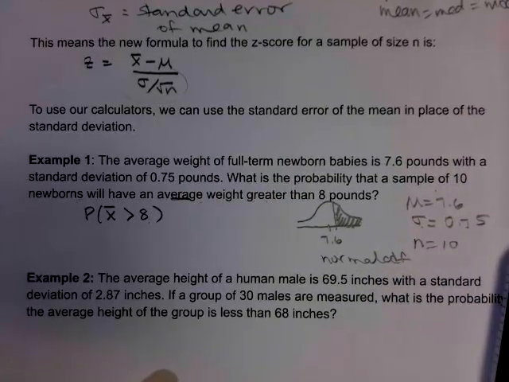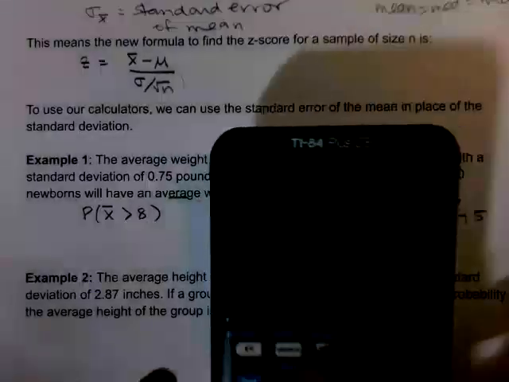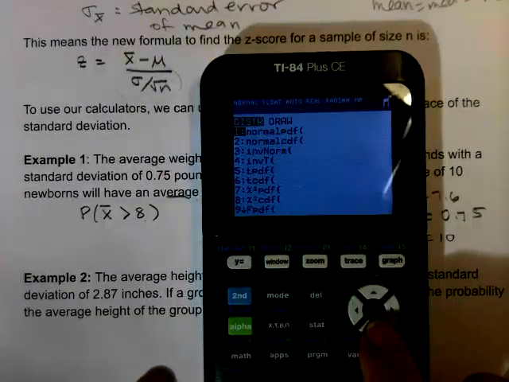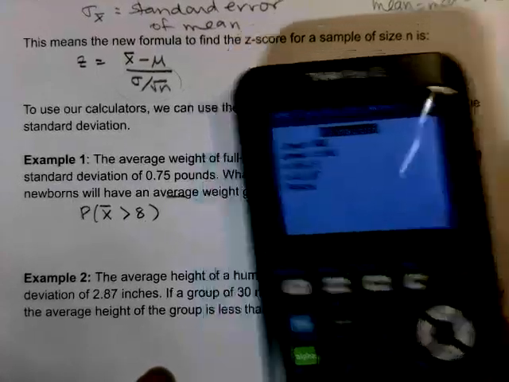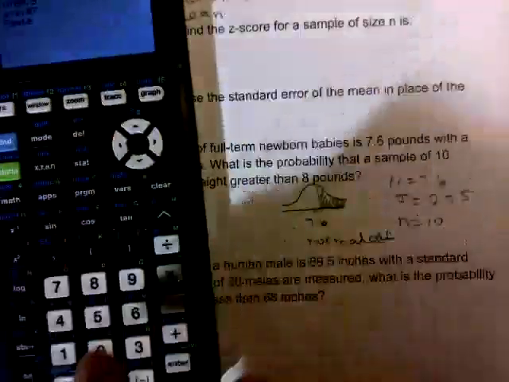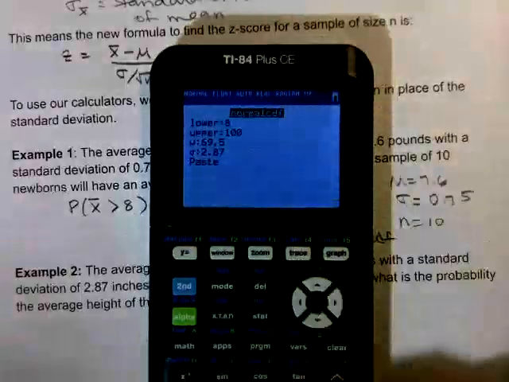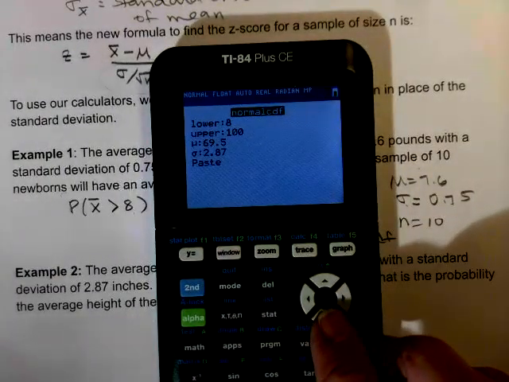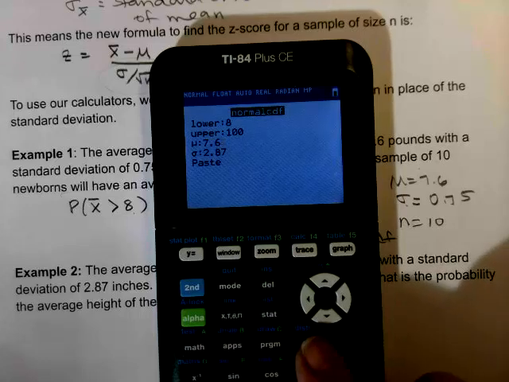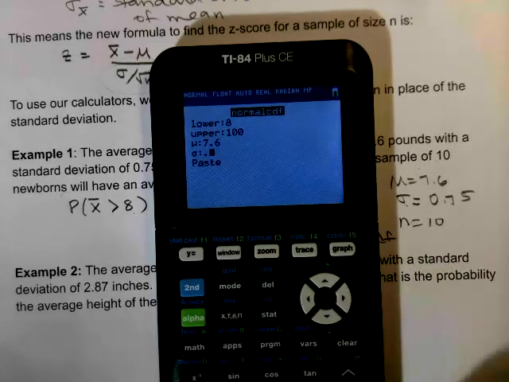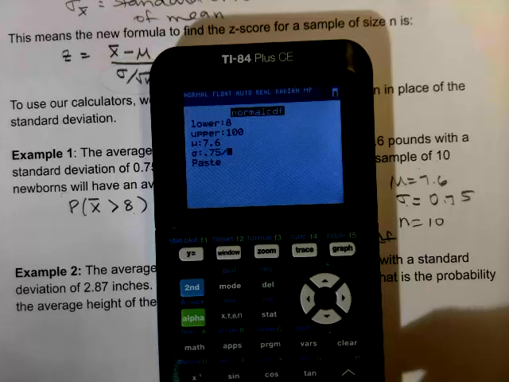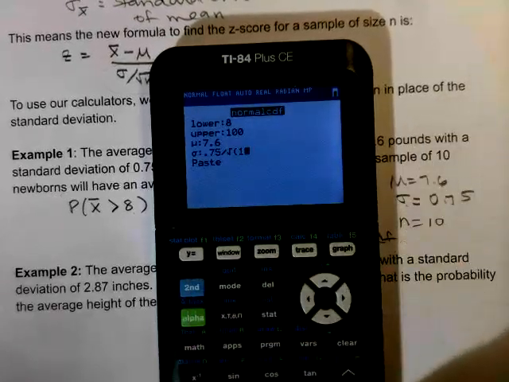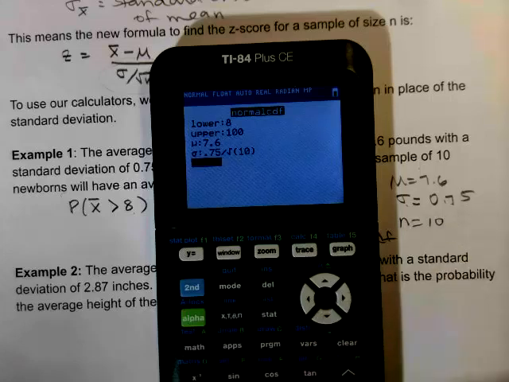I'm going to move my light and use my regular calculator. So distribution, normal CDF. My lower limit is 8. Sorry, I have to look at my picture. Upper limit, 100 is great. The average is 7.6. Now here we go. Our standard deviation is 0.75, but then we do the correction for the sample, divided by square root of 10, and paste.